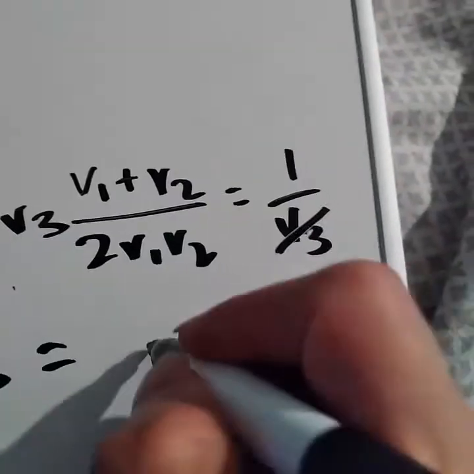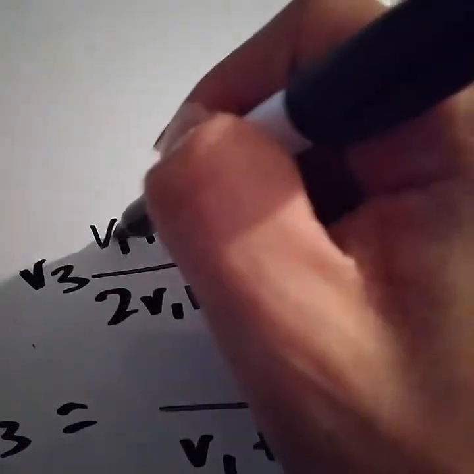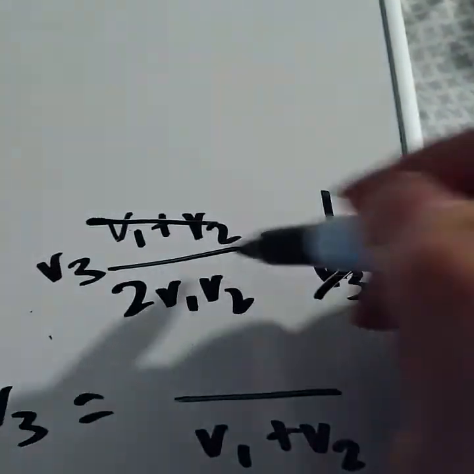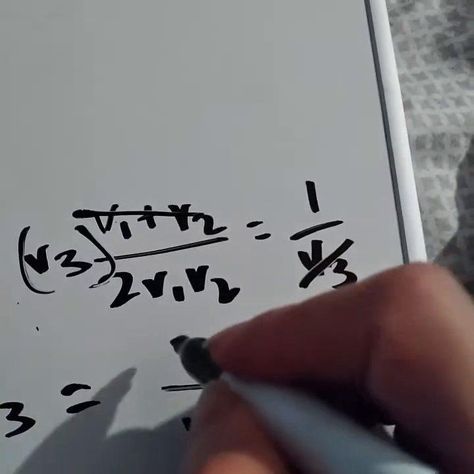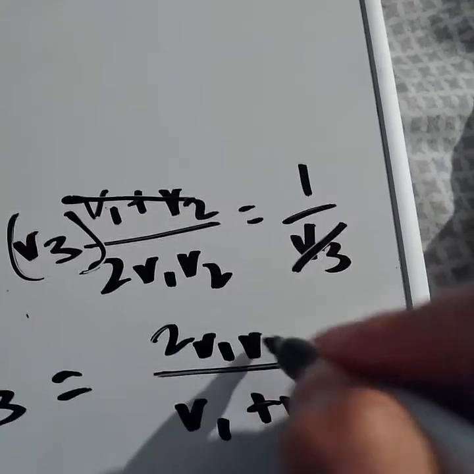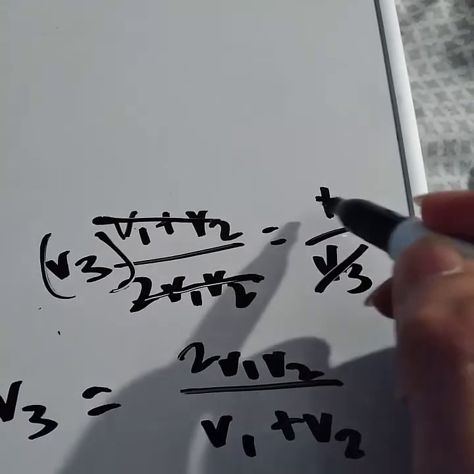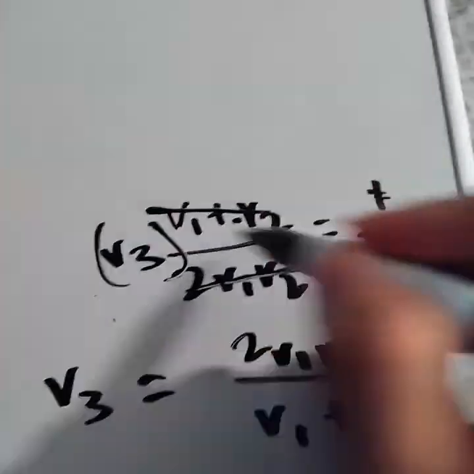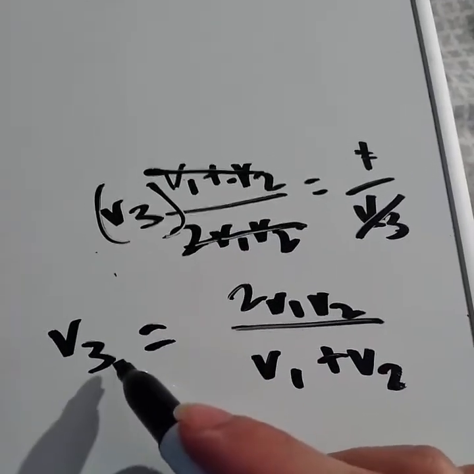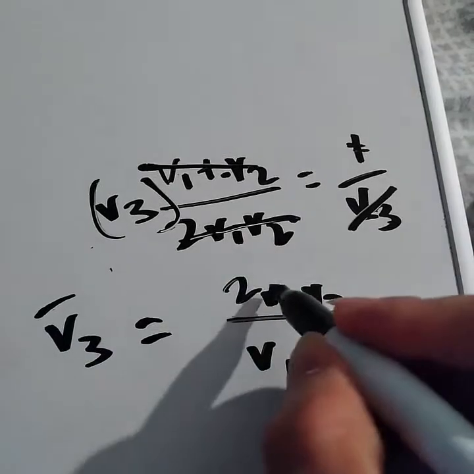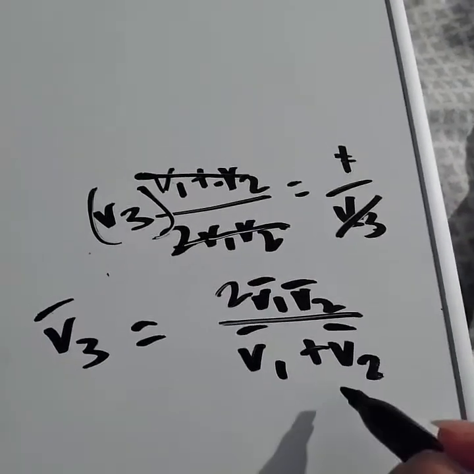Dividing by v1 v2, that cancels. Now we're going to multiply by 2 v1 v2, so that's going to cancel out, and that's going to come over here to the numerator. That one's going to go to the denominator, and this one's going to come over there. We're going to play a little musical chairs here. So that gives us our average velocity for the whole trip is equal to this.